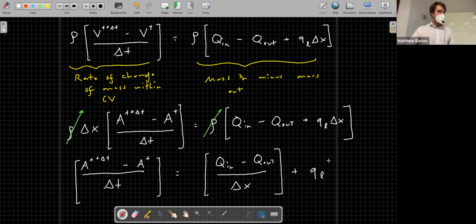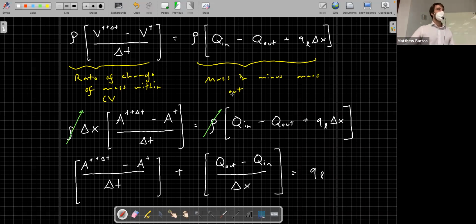Okay, and actually, I'm going to rearrange this here. I'm going to do it in place to save some space. I'm going to rearrange it so that we have Q out here, Q in here, and then I'm going to set this equal to the lateral overflow. So all I did was I moved this term over to the left-hand side. And now what I want to do is think about what happens to this when we make delta x and delta t very small.